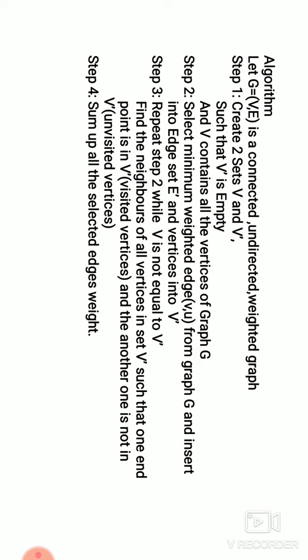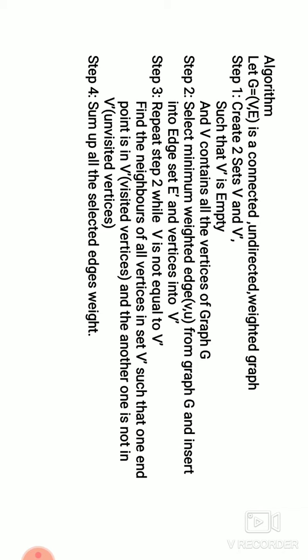So how it works, I'll tell you. Let G be a graph with set of vertices V and edges E. As I said, Prim's algorithm will take a graph as an input. So G is a graph with vertices set V and edge set capital E. It is a connected, undirected, weighted graph.